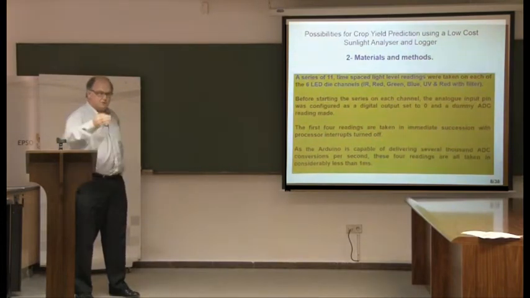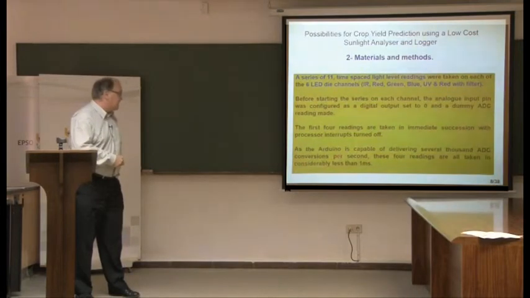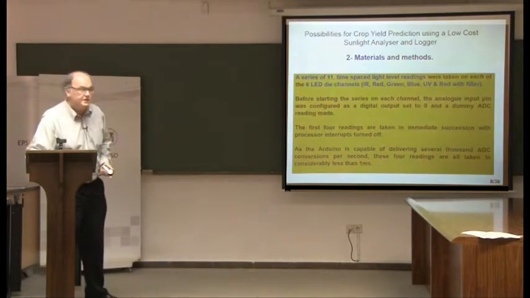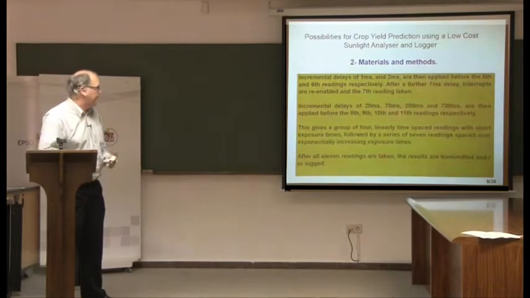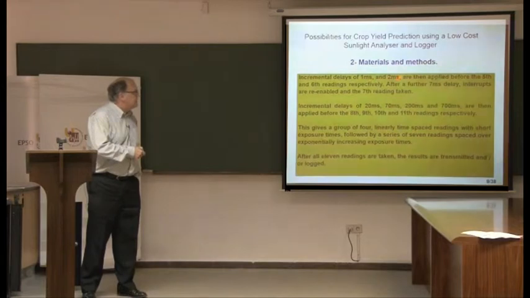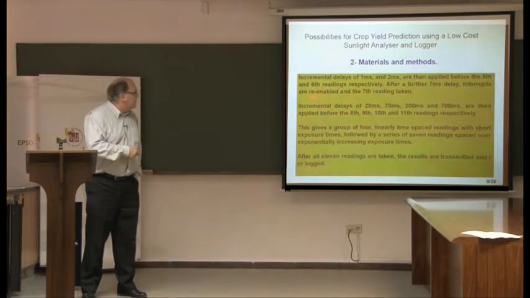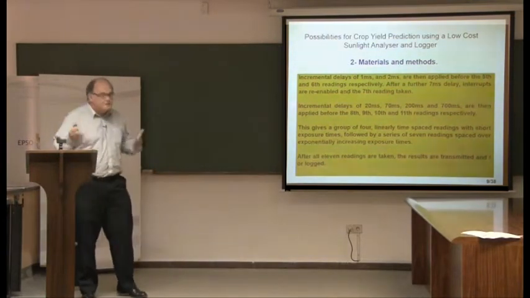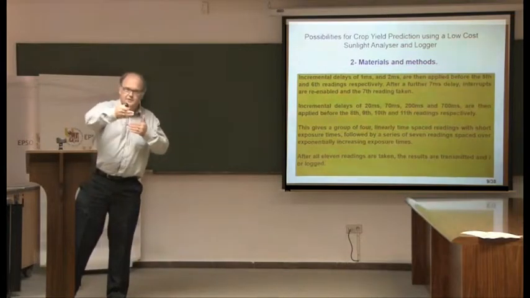This is to try and get 4 very quick readings, as the Arduino is capable of delivering several thousand readings per second. Those 4 readings are all taken in considerably less than 1 millisecond. We then apply incremental delays of a further 1 millisecond and 2 milliseconds before taking the 5th and 6th readings. Then a further 7 milliseconds, and we switch back on the interrupts so that the processor can act as normal and take the 7th reading. The reason the interrupts are turned off is basically to ensure that those timings are as accurate as possible.